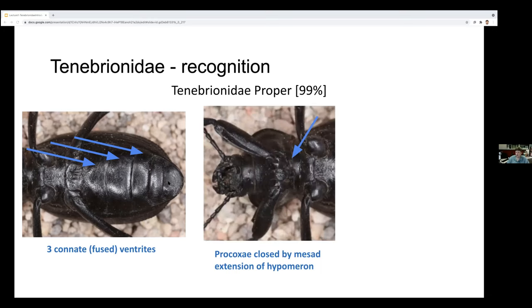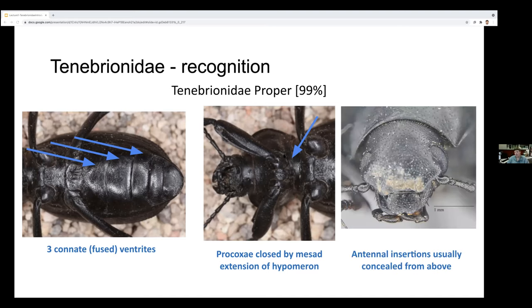Also, the procoxae, almost always, are closed behind the procoxal cavity, right? So this is the hypomeron of the pronotum. It extends around and comes behind the coxal cavity, behind the procoxae, and it fuses then here to the prosternum. And so we see that in Tenebrionids, and that's a really good character to split out a lot of other similar looking Tenebrionoids. And finally, the antennal insertions are generally concealed from above, right?